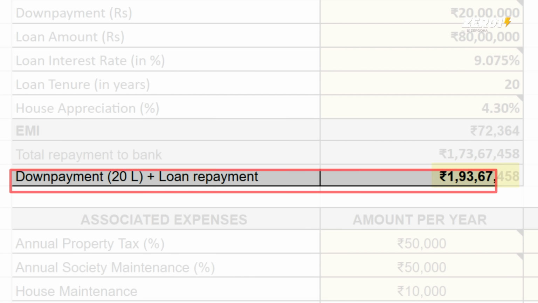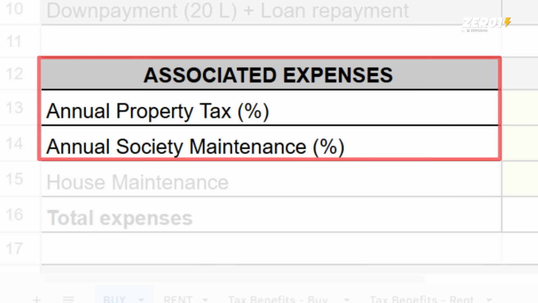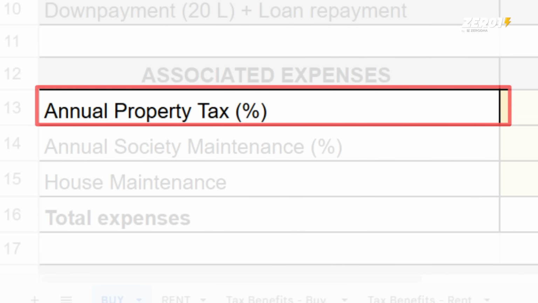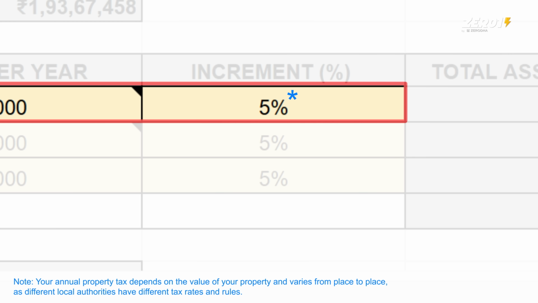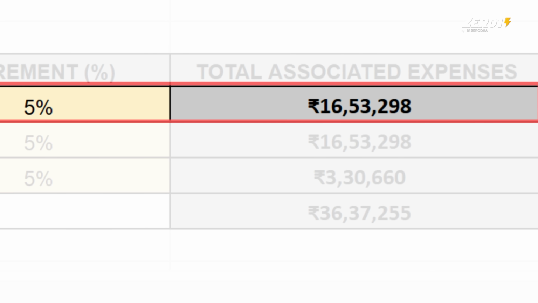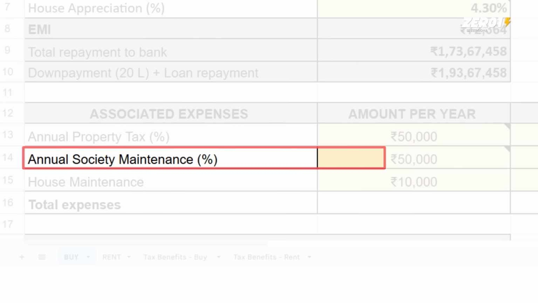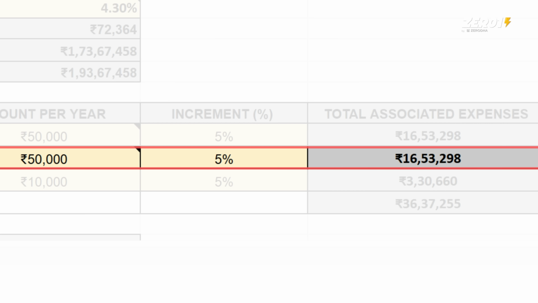But that's not all. You also have associated owner-related expenses. When you own a home, you will spend on things an owner spends on, which means you'll spend on annual property tax. This is about 50,000 rupees for this property and it increases by about 5% every year. You add that up for 20 years, then you have society maintenance. This is 50,000 rupees and increases about 5% a year. This becomes 16.5 lakhs over the next 20 years.